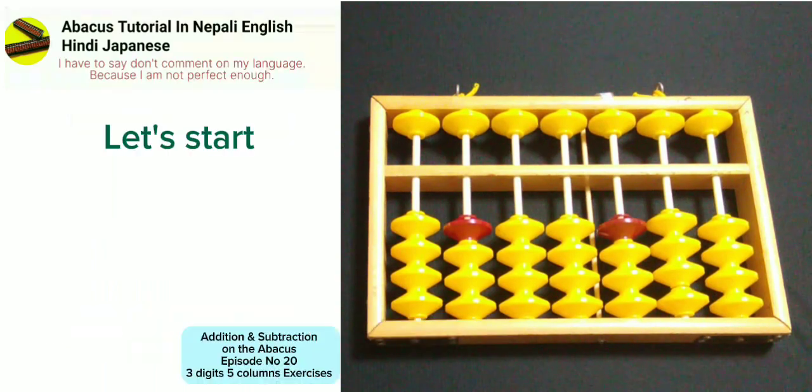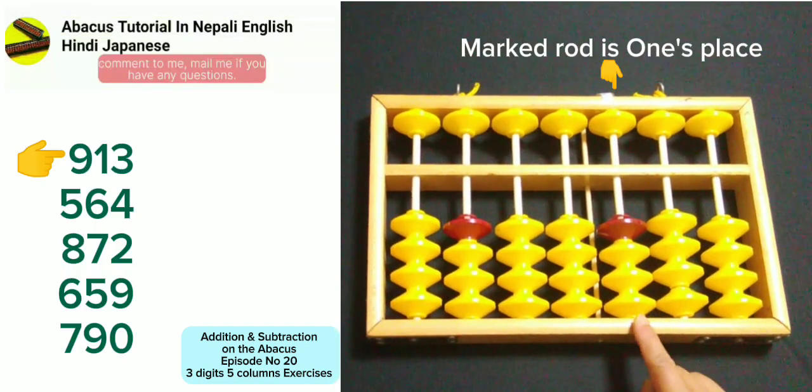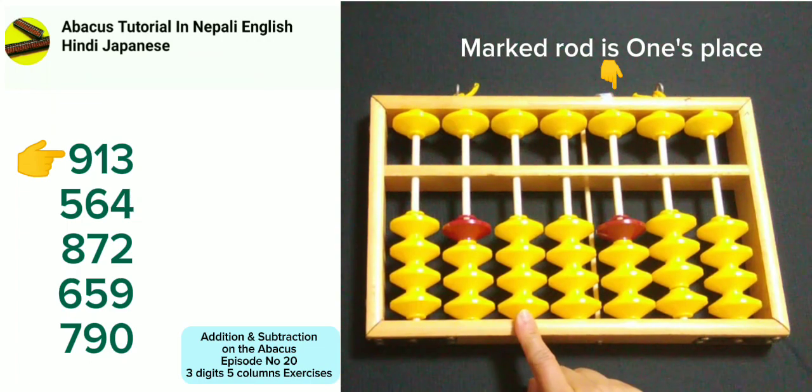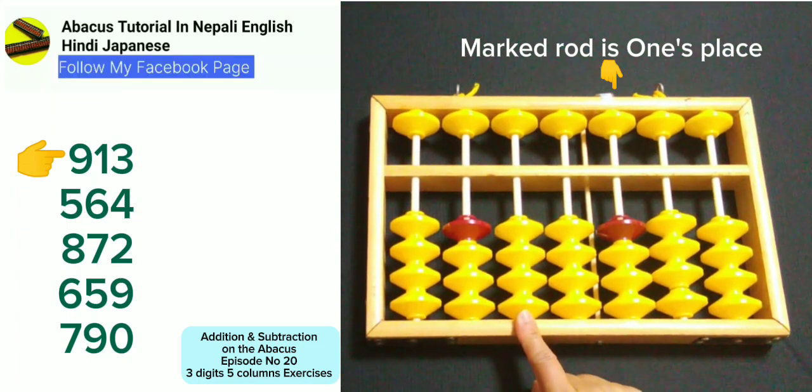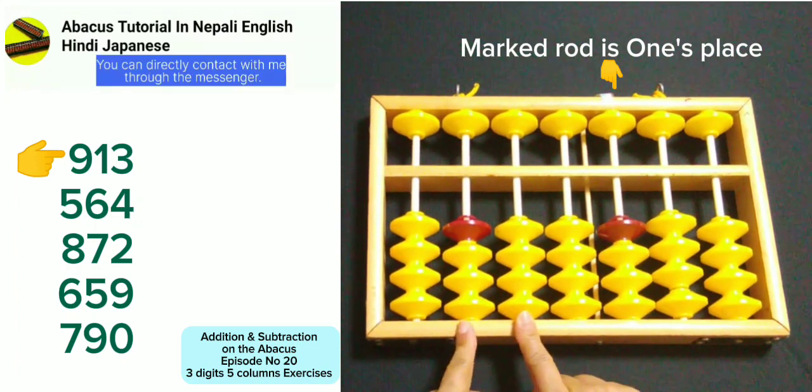So let's start. First, 913. This is your marked out: 1st place, 10th place, 100th place, and only 3 digits we are going to use, but while we are going to add and subtract on the abacus, we have to use till this rod, thousands place, okay? Let's start.